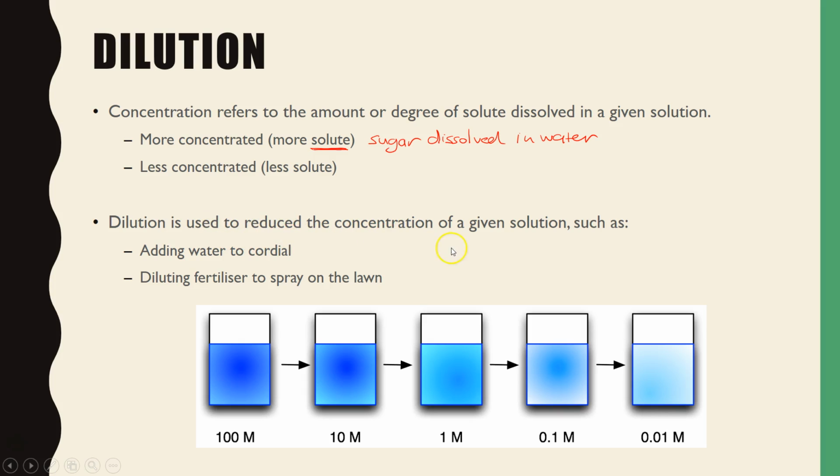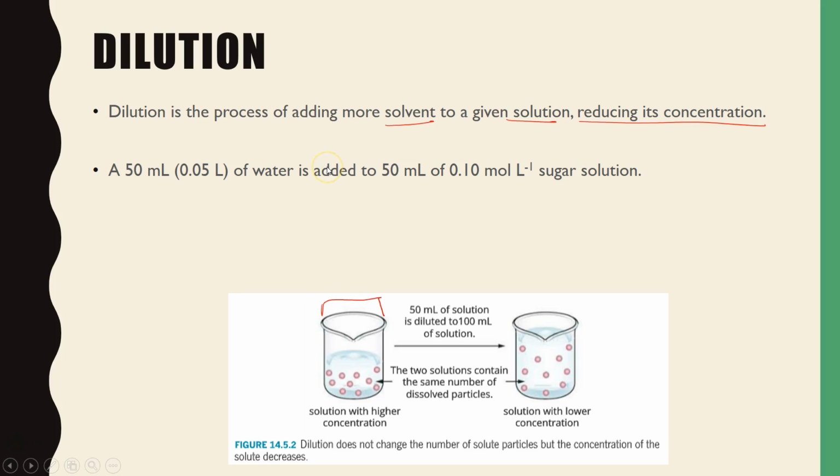So dilution is used to reduce the concentration of a given solution, and that may occur by adding water to cordial or even diluting fertilizer to spray on the lawn. There are a number of other examples that could also be applied in this case. So as I've already mentioned, dilution is the process of adding more solvent, and that's typically water, to a given solution, which will reduce its concentration.